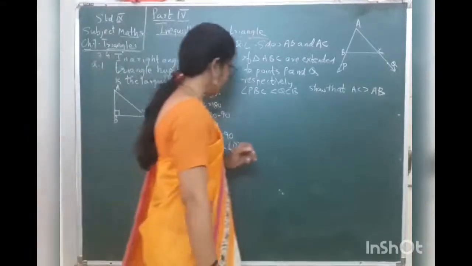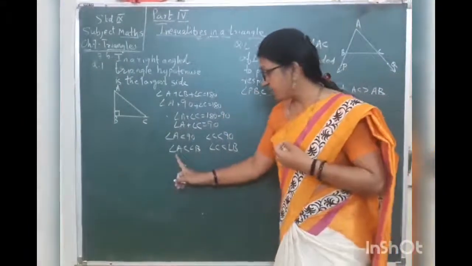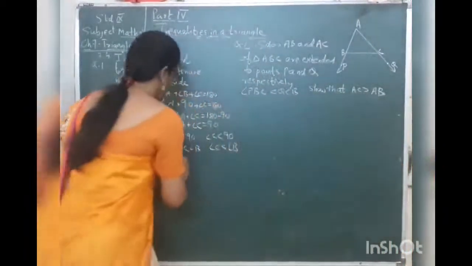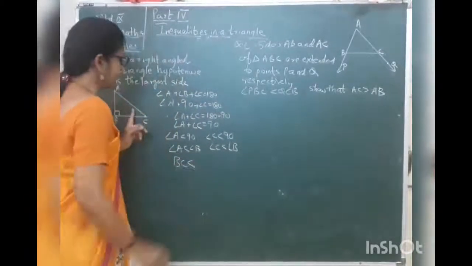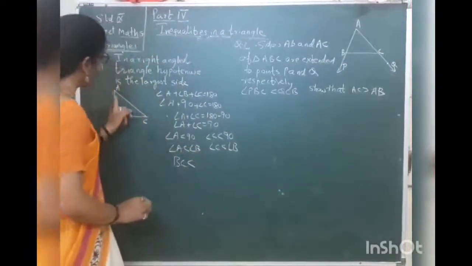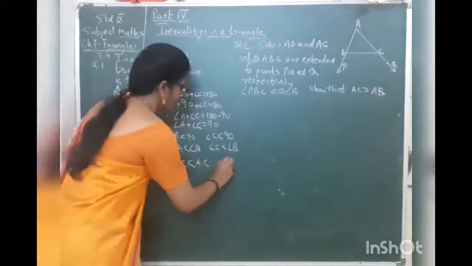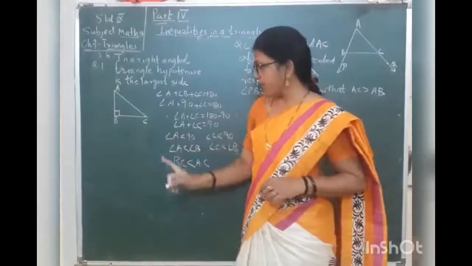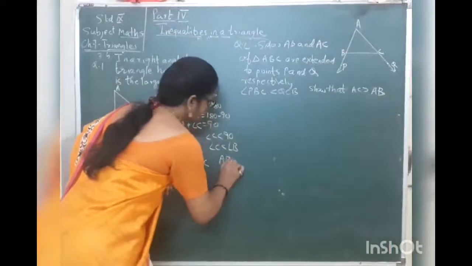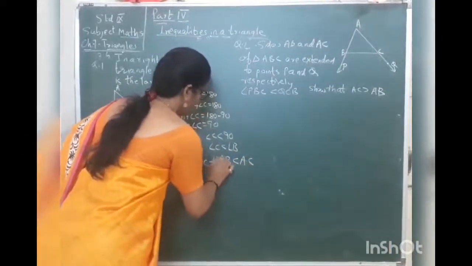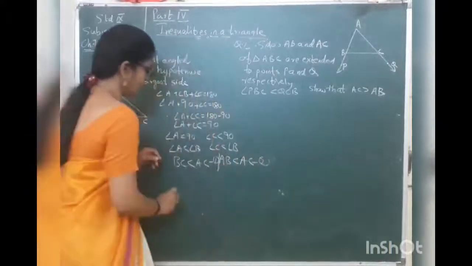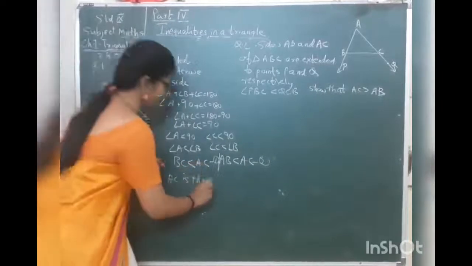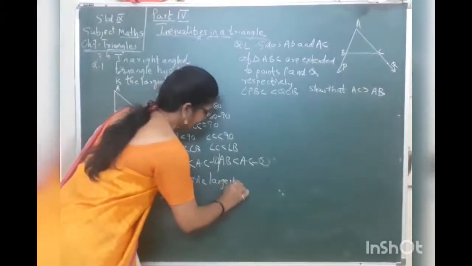Now we will compare the sides. Which is the side opposite to angle A? That is BC. So from this we can write BC less than... which is the side opposite to angle B? The side opposite to angle B is AC. BC less than AC. Which is the side opposite to angle C? That is AB. So AB less than AC. From this first and this second, what can you say? Hypotenuse, that is AC, is the largest side.